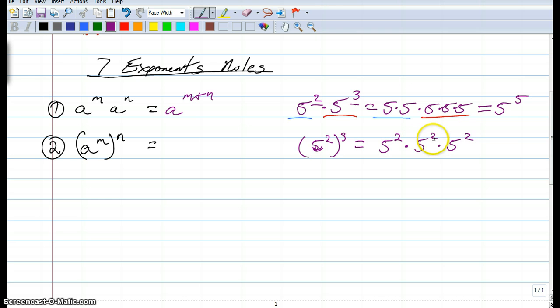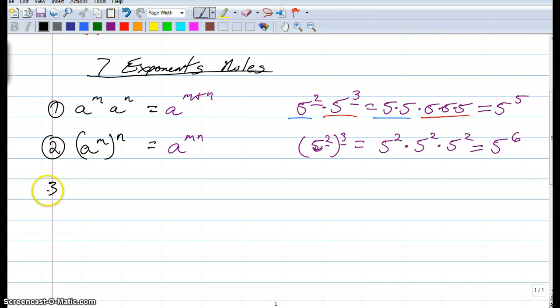2 plus 2 is 4. 4 plus 2 is 6. So we had 5 to the 6th power. So here, how did I get from 2 and 3 to get to the 6th power? We multiply them. A to the m times n.